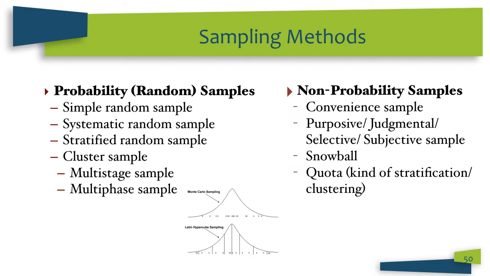The one that is closest to you, the one that costs the least, etc. Then there is purposive, judgmental, selective, subjective sample. All mean the same thing. It means that the researcher has a particular purpose in their head, and for that purpose they are collecting the data. So there's absolutely nothing wrong with it.